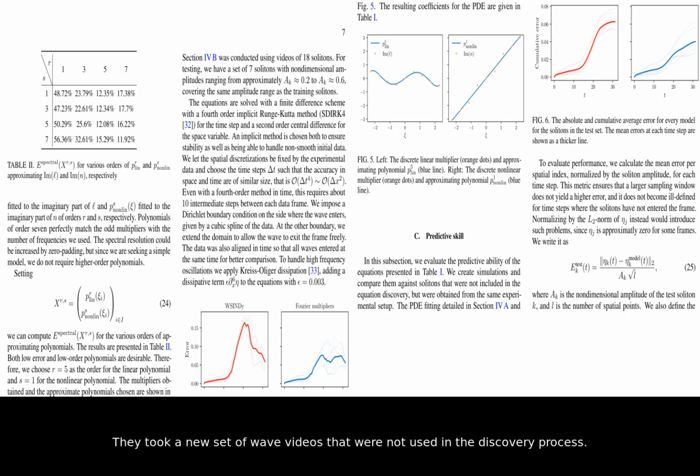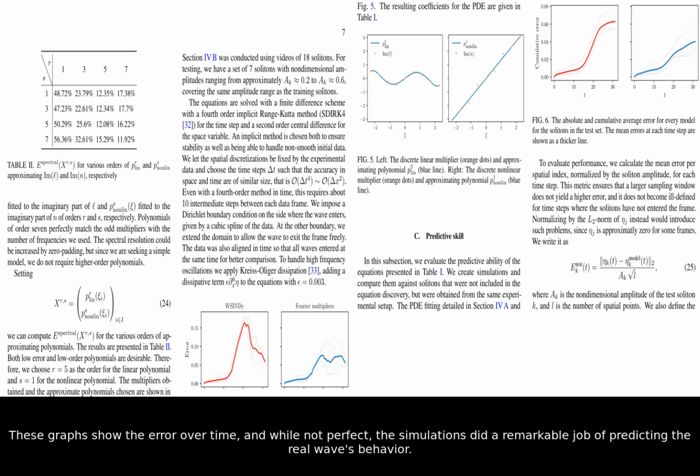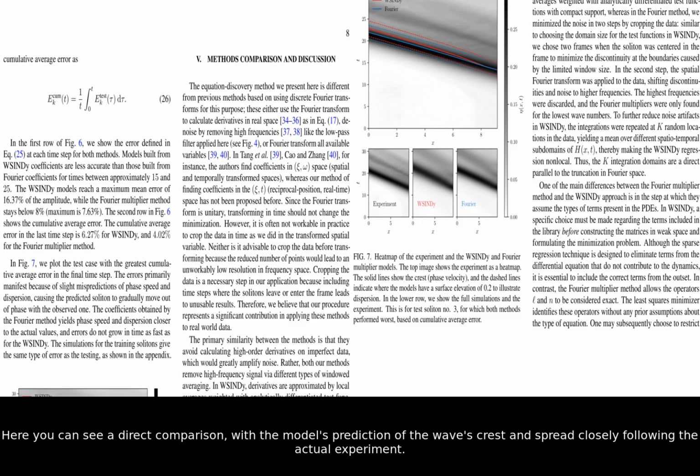They took a new set of wave videos that were not used in the discovery process. Then, they used their new equation to create a computer simulation, starting from the same initial wave shape. These graphs show the error over time, and while not perfect, the simulations did a remarkable job of predicting the real wave's behavior. Here you can see a direct comparison, with the model's prediction of the wave's crest and spread closely following the actual experiment.